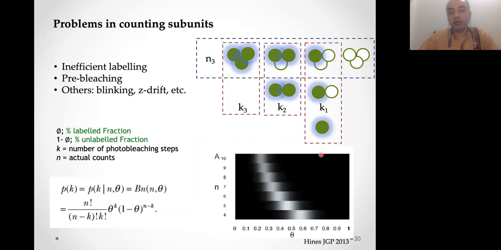And this becomes increasingly difficult when the complexes you're interested in have a very large number of proteins. In that case, the ability to distinguish a 9-mer from a 10-mer is going to be very, very small. Only a few people will worry about this, but I will show you how we have solved some of these problems.